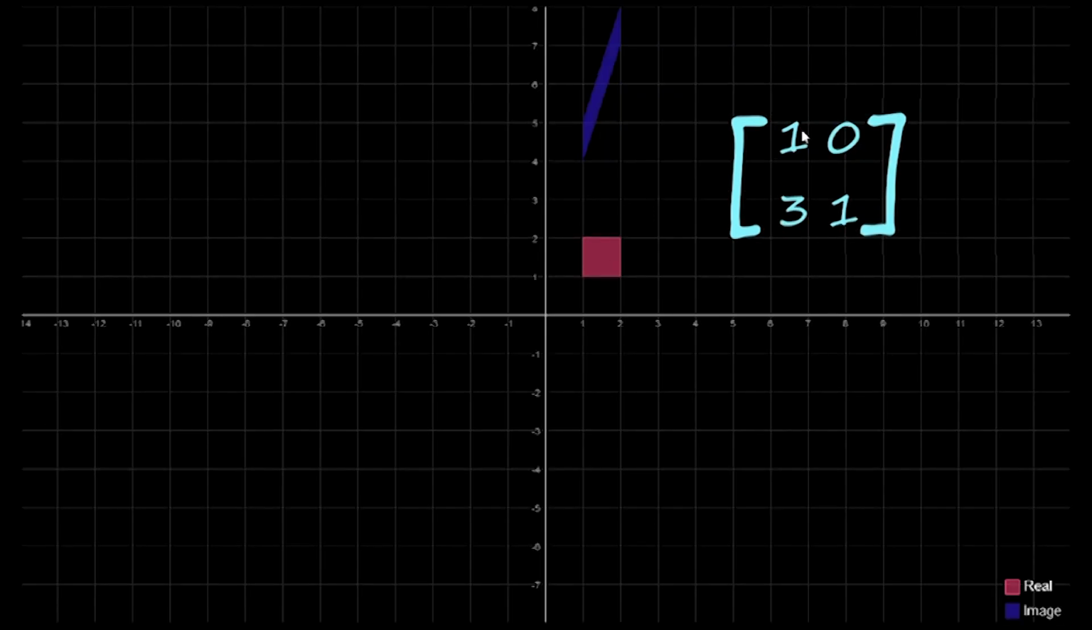Another example is 1, 3, 0, 1, which translates this object 3 times relative to how far it is from the y-axis. For example, this point here is only 1 unit away, it is being translated 3 units here. And this point is 2 units away, so it is being translated 6 units up here.